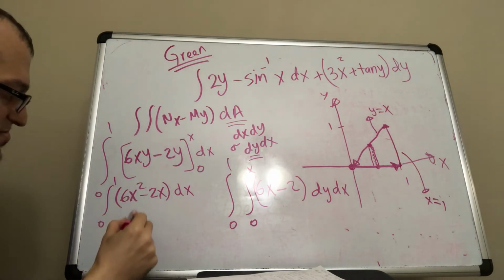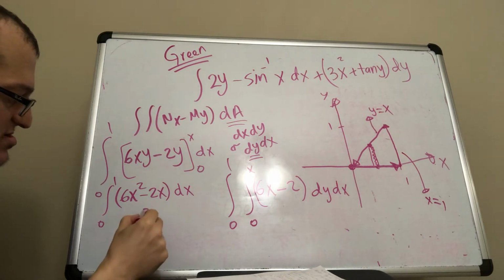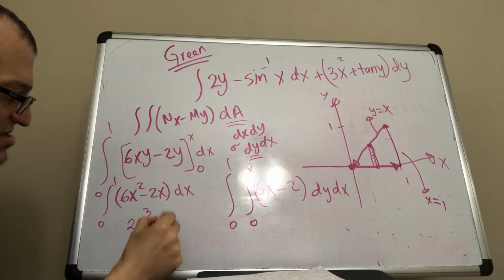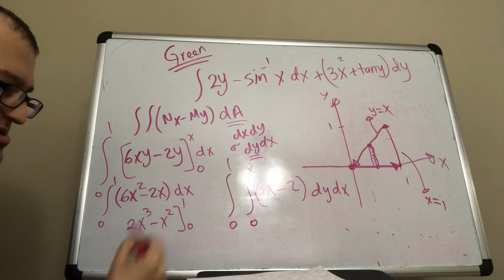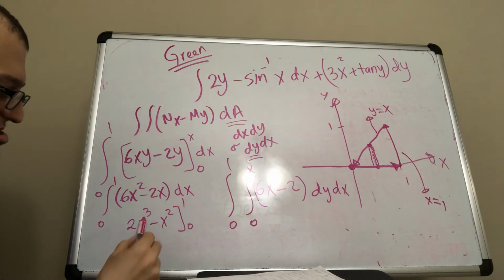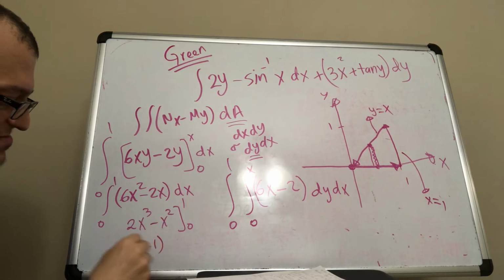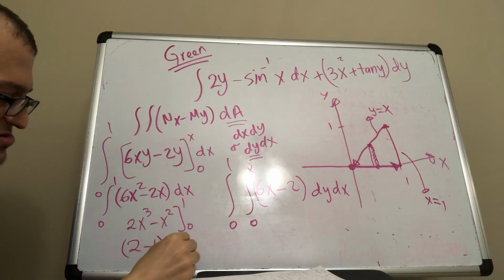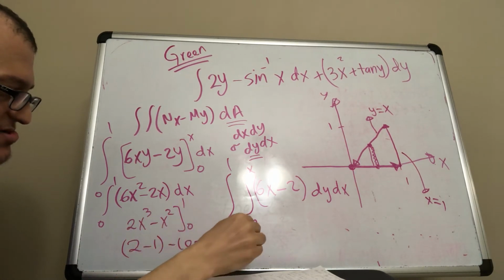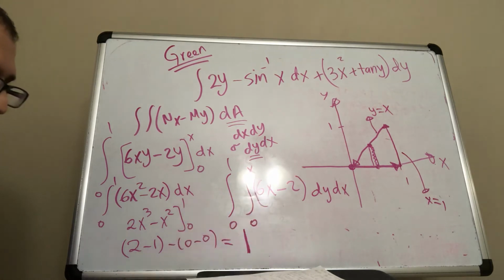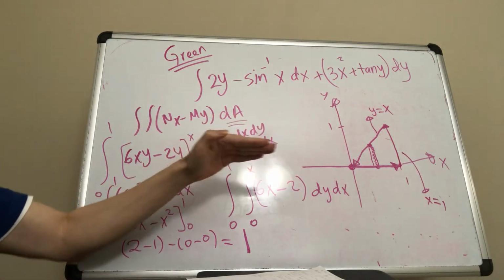The integral of the first one would be 2x cubed, and this one would be x squared, from 0 to 1. You plug 1 gives you 2, you plug 1 gives you 1, and this would be 0, 0. So the answer for the question is basically 1. So Green's theorem is very straightforward, but you need to follow the path.